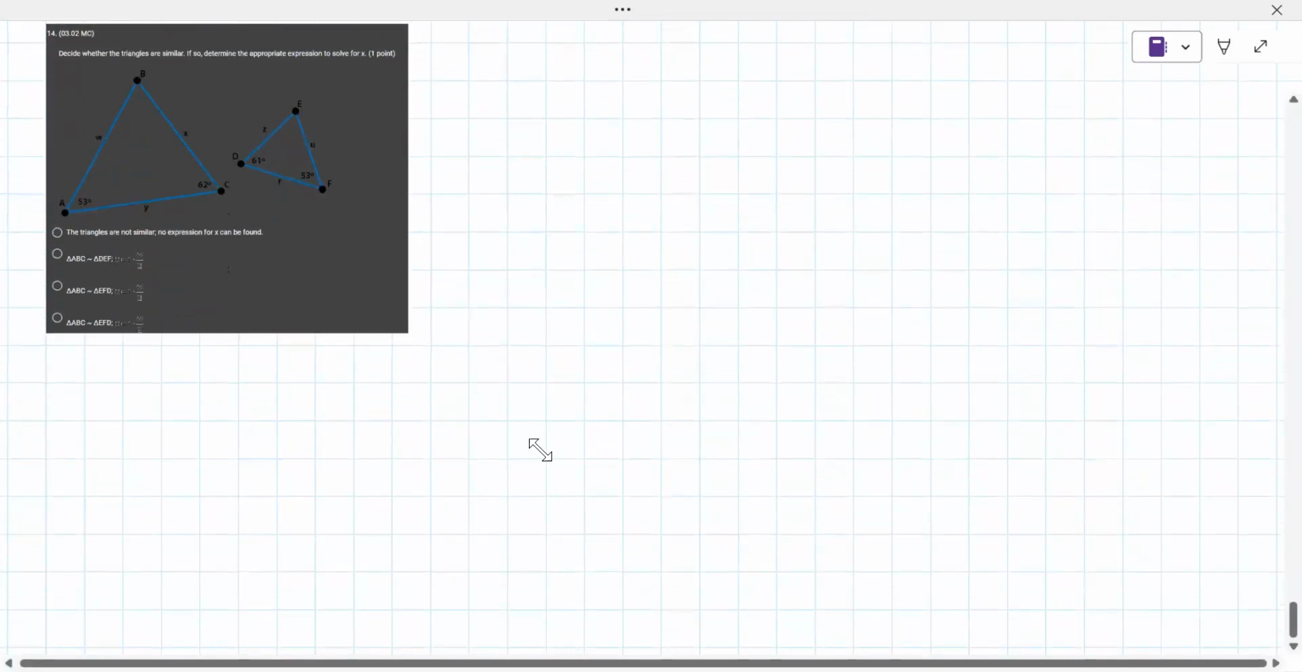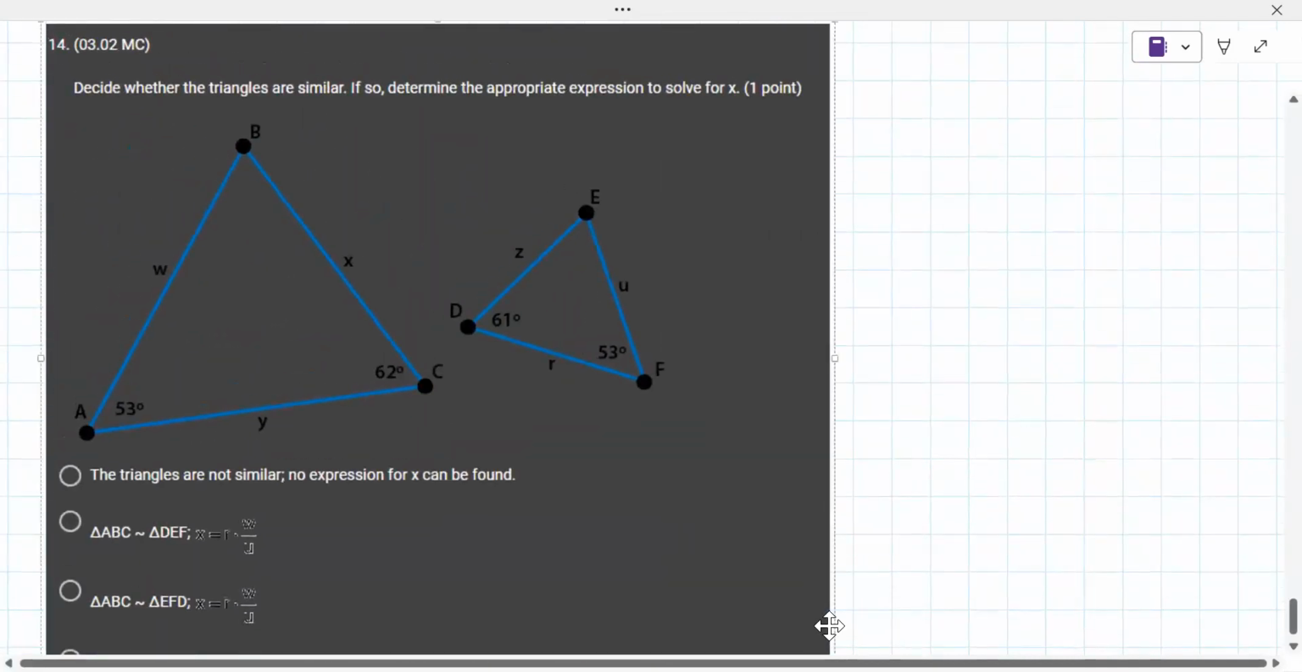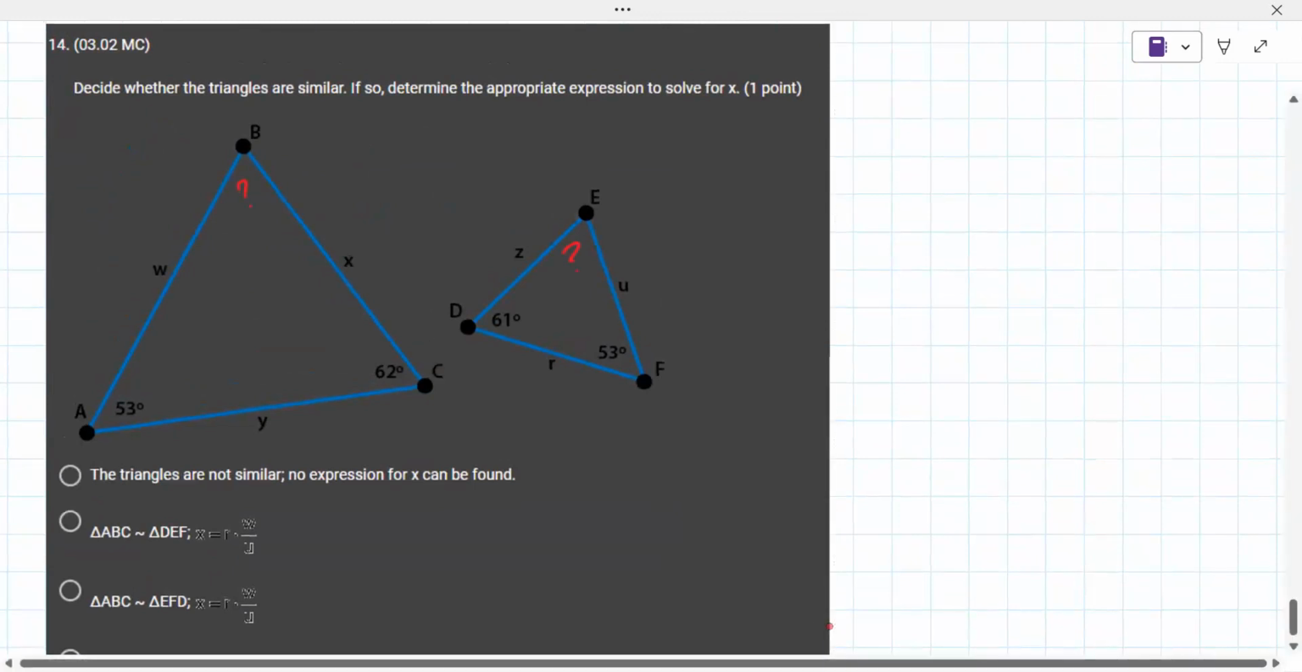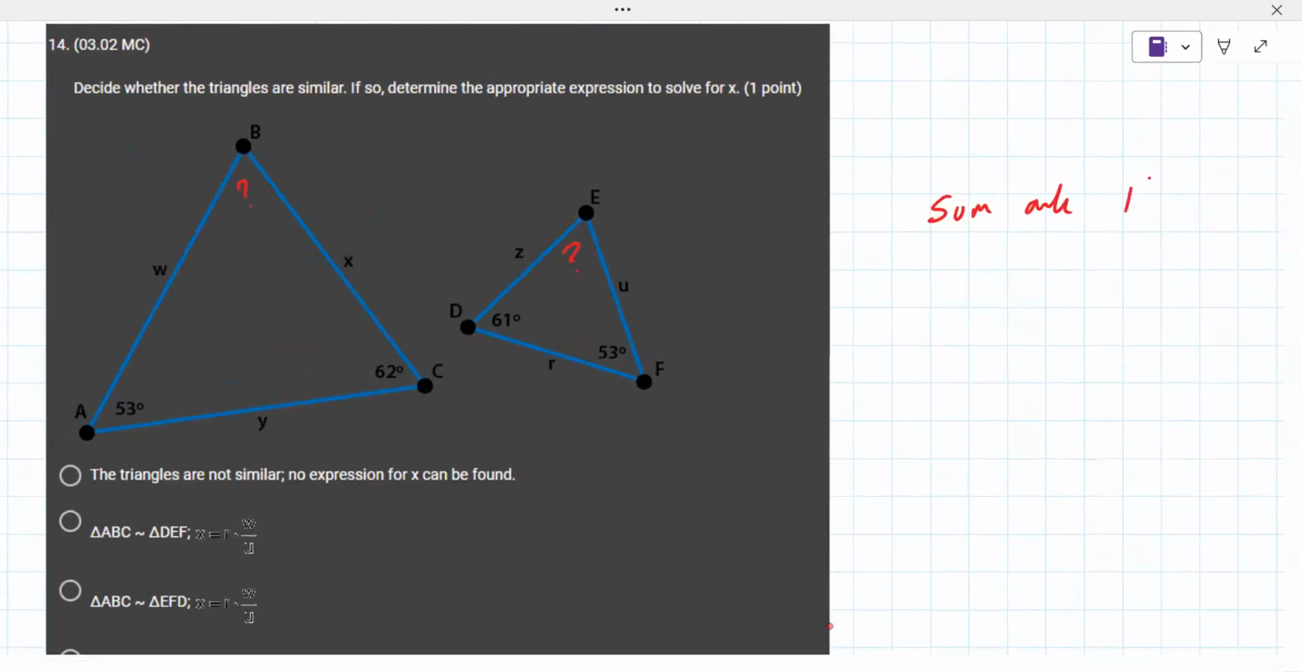All right, so question 14, decide whether the triangles are similar. So you have to find the missing angle in each of these. And we already talked about the sum of the angles is 180.